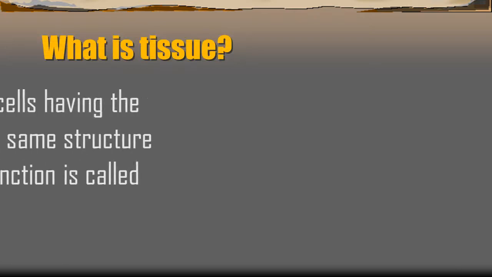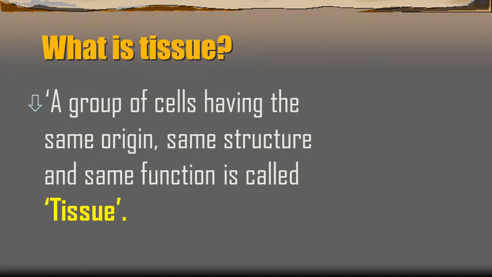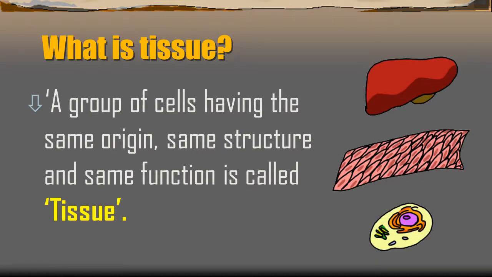Alright, now let's revise what a tissue is. A group of cells having the same origin, same structure and same function is called a tissue. Alongside you can observe a diagram in which you can see a cell. So similar cells having the same origin and same structure make a tissue, and similar tissues make an organ. So this is about tissue.